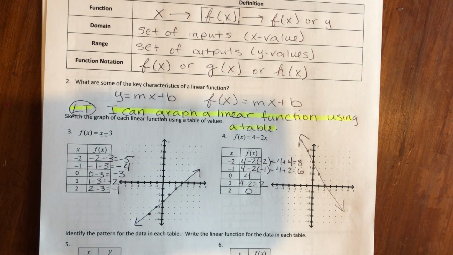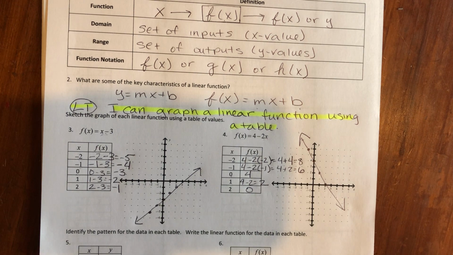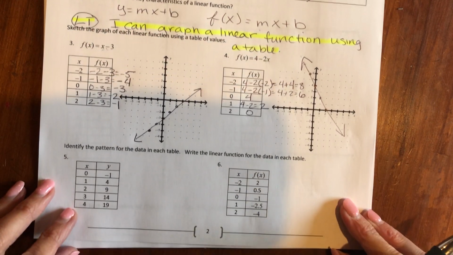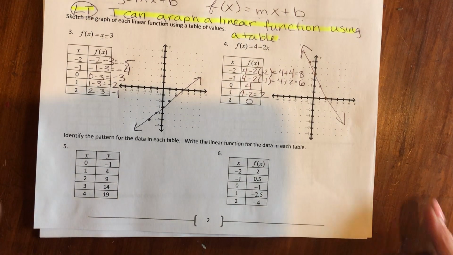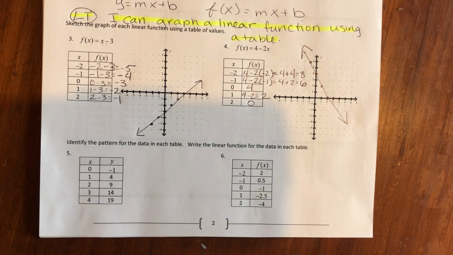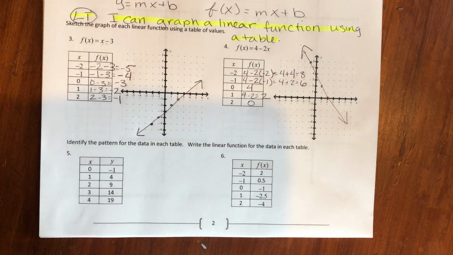All right, so that completes our first learning target of graphing a linear function using a table. Now let's move on to our second and final learning target for this lesson. We're going to move backwards from what we just did. So now the table is already completed for us. We need to find the function, the equation that produced this table. So that gives us our learning target.